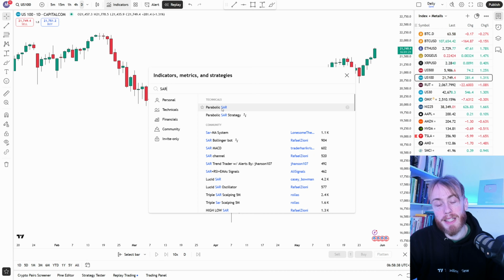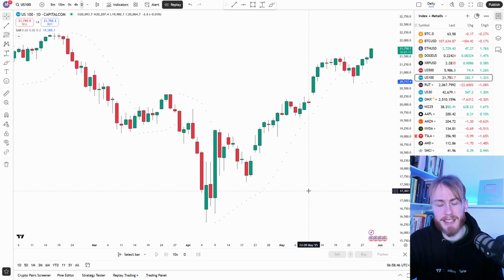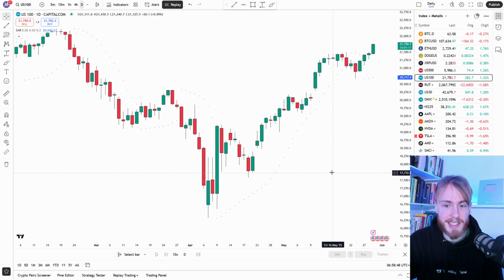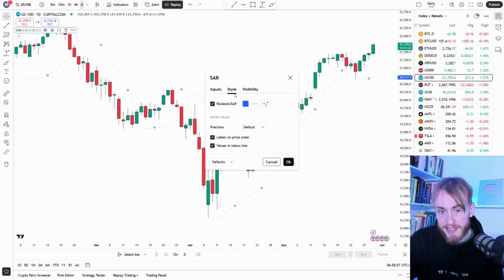But now let's open up the indicator, and you do want to choose this one, just simply called Parabolic SAR right here. And as you can see, when you first open up this indicator, I'm not even sure if you guys can see the indicator right here, and that is because the dots are so small. So I actually right away want to go up here and change a few style settings right here.